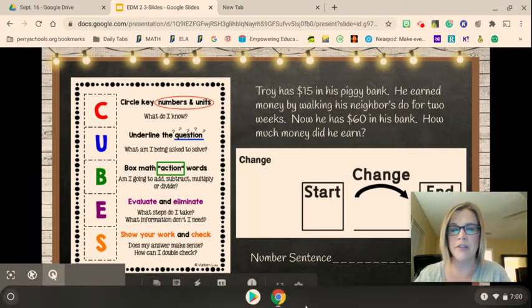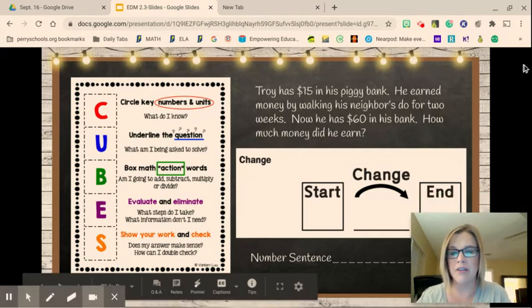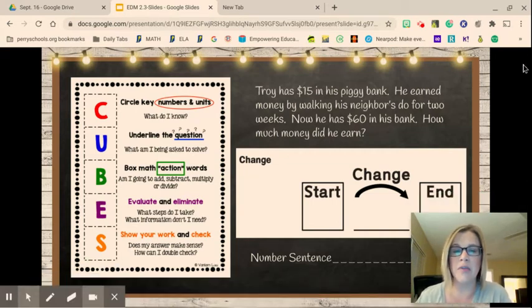So I'm going to read the first problem. Troy has $15 in his piggy bank. He earned money by walking his neighbor's dog for 2 weeks. Now he has $60 in his bank. How much money did he earn?